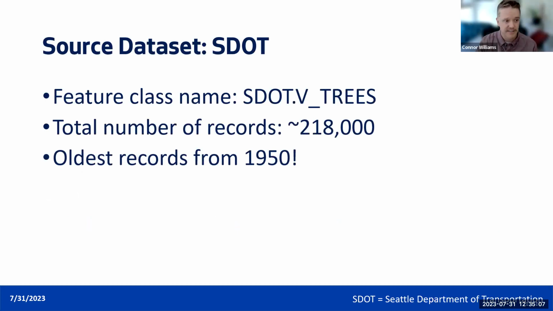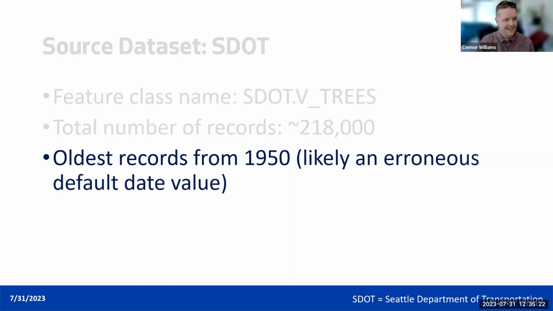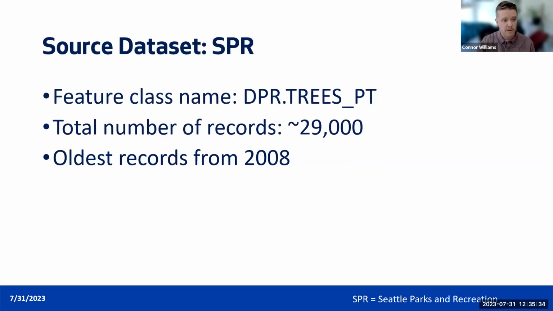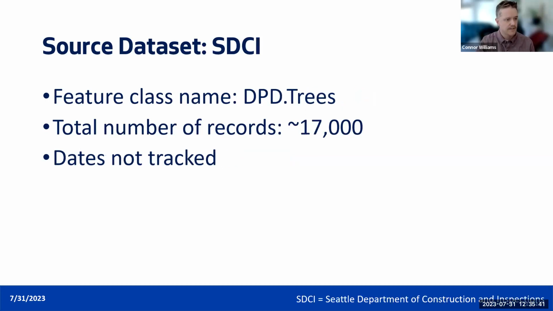So let's start with SDOT. SDOT is the project sponsor, and they are the largest tree inventory across the city. At the time of measurement, just under 220,000 individual records, and their oldest records are coming from 1950. But I suspect that that's actually an erroneous default date value for a null value put into a date field. So it's a little fuzzy when this inventory started. Seattle Parks and Rec has the next largest inventory at just under 30,000, and they started tracking in 2008.